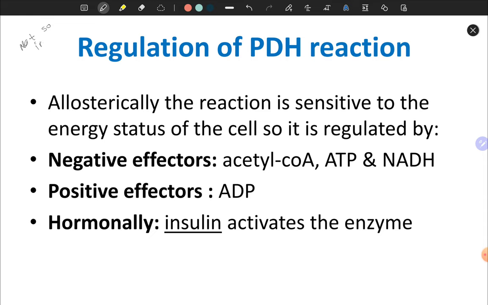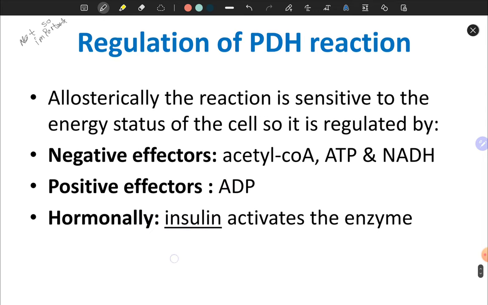ATP: if we have too much energy, we want PDH to stop working. If NADH is too much, it will also inhibit PDH. Positive effectors: ADP. If we have no energy or little energy, we want this cycle to continue, so it will stimulate the PDH enzyme. Hormonally, insulin will activate this enzyme. This particularly happens in the liver.